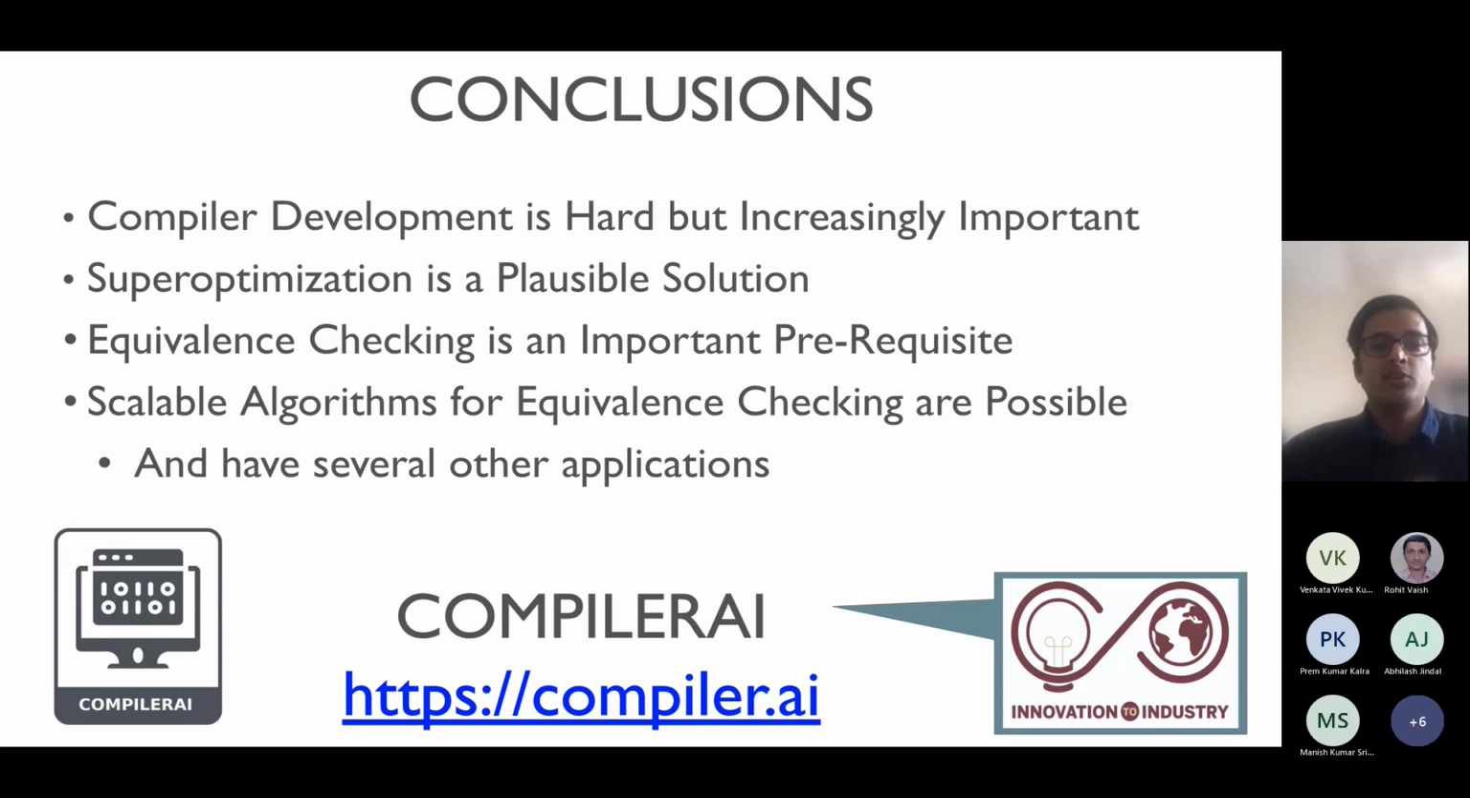All right, so I'm at the end of my talk. Compiler development is hard, but increasingly important. I would like to believe that superoptimization is a plausible solution. Equivalence checking is an important prerequisite, and our work is hopefully giving evidence that scalable algorithms for equivalence checking are possible, and also have several other applications such as debugging headers and so on. Thanks.